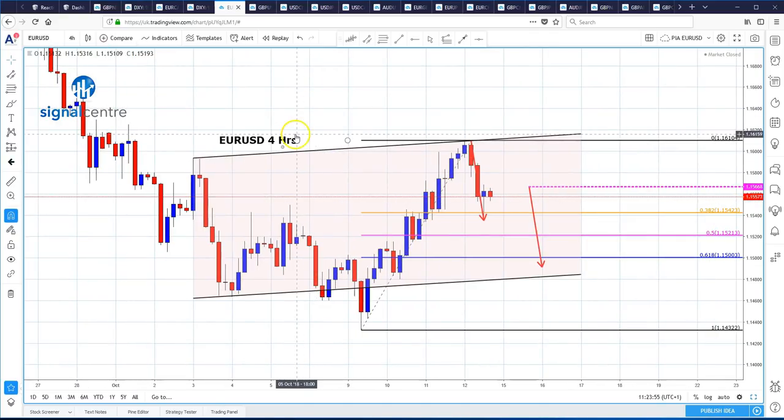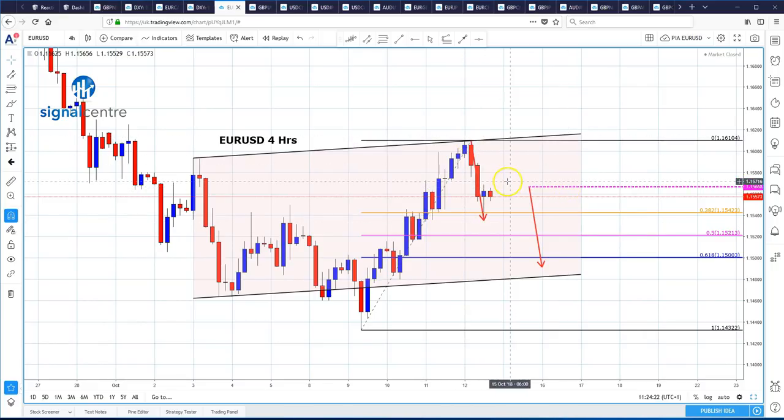Euro dollar 4-hour chart. The scope here is to make a reverse head and shoulders, so this being the left shoulder, this being the head, and then coming down to form this right shoulder. The reason I've highlighted this level here, which is 115.66, is because we did see a stalling in price action there on Friday. It was our support level. It now becomes our resistance level. And like I say, price action to the upside was capped.